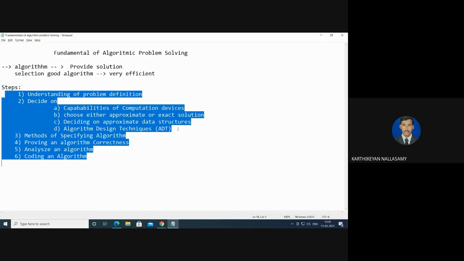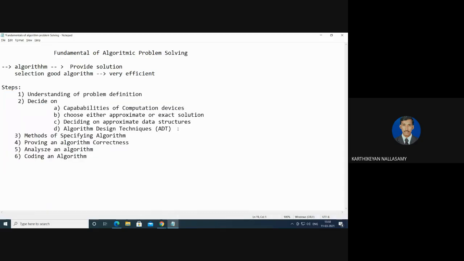The first one, we should have a clear understanding about the problem statement. Second one, we are going to decide some parameters. One is we need to know about the capacity of the computational devices. And second one is whether we are going to provide an exact or approximate solution. And third one, we are going to identify the data structure, I mean the memory allocation and the type of variables we need for implementation. And the next one, we are going to find the type of algorithm design methodology for solving a problem.